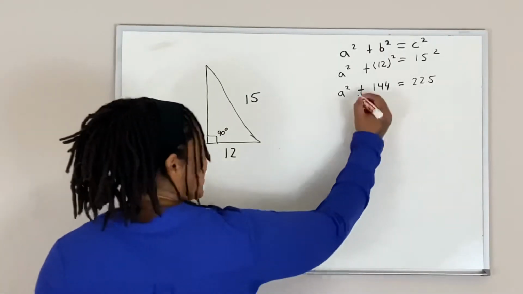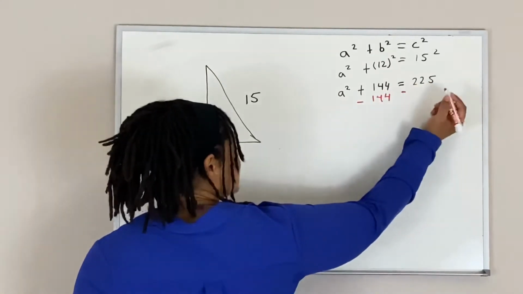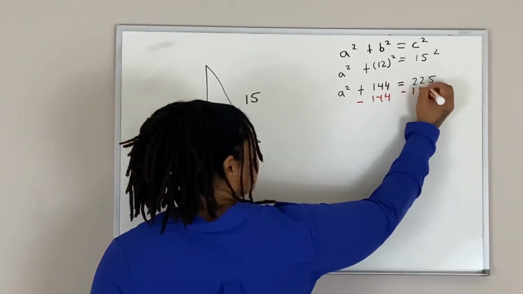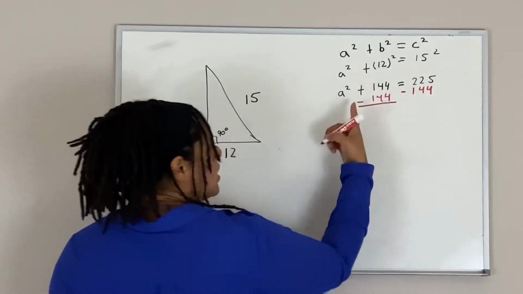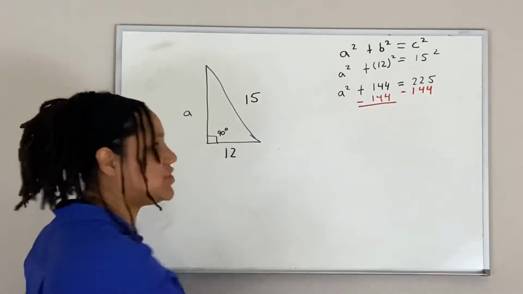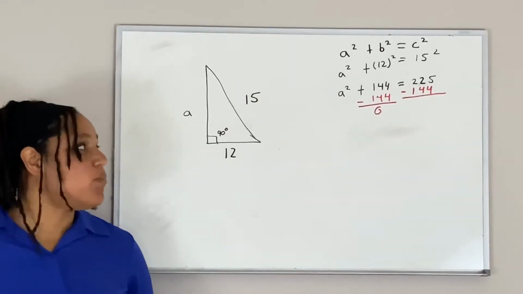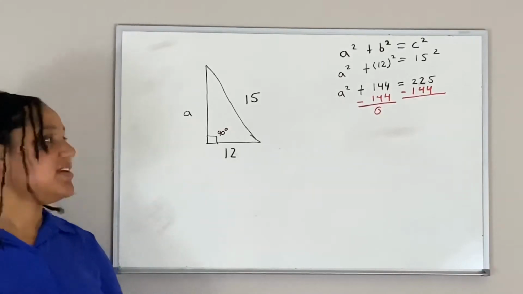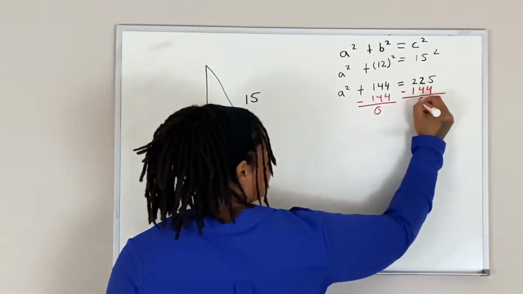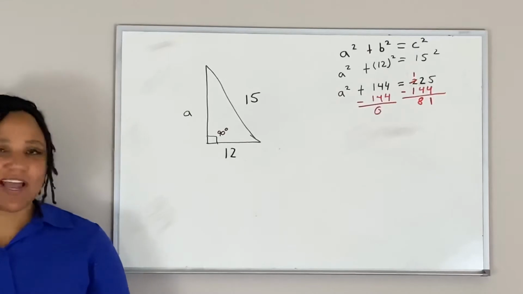So if I subtract 144 from the left side, and then we subtract 144 from the right side, A squared plus 144 minus 144 is just a 0, right? And now we're going to subtract 144 from 225. So that gives us an 81 on our right side.